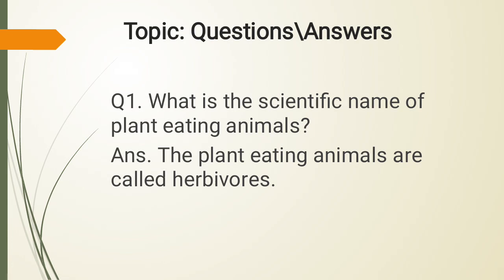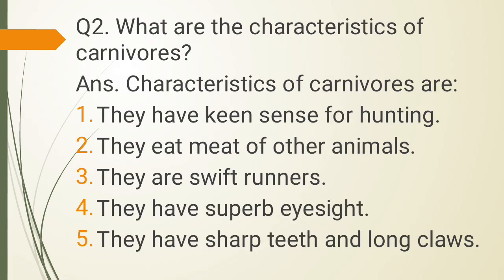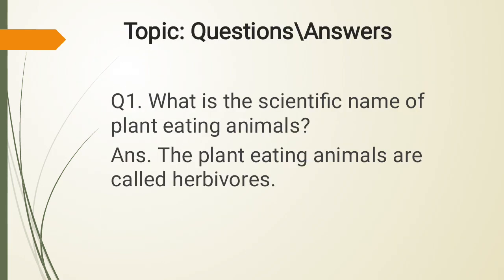Now moving on to the main part of our work, that is topic question and answers. This should be started off from a new page. You know this. You will start it from a new page, date over here, and CW should be mentioned over here. And question number 1 is, what is the scientific name of plant eating animals? So the answer is, the plant eating animals are called herbivores. These are the animals that eat plants and they are known as herbivores.